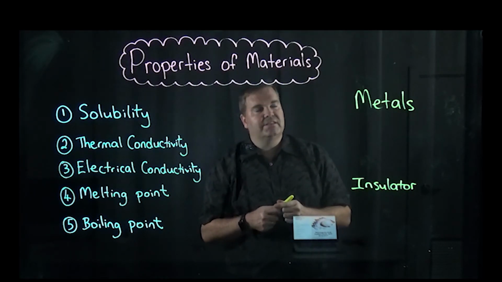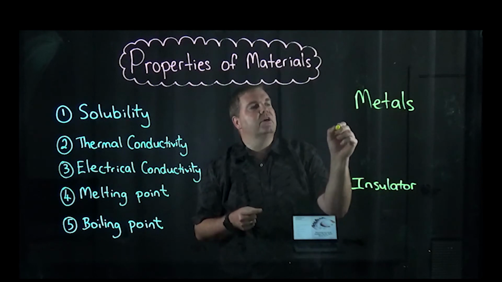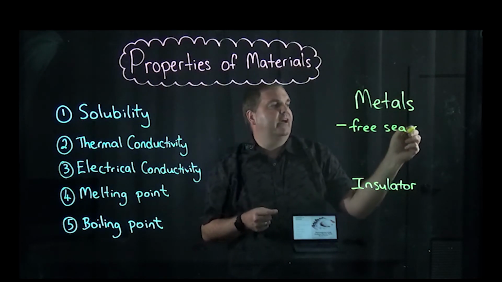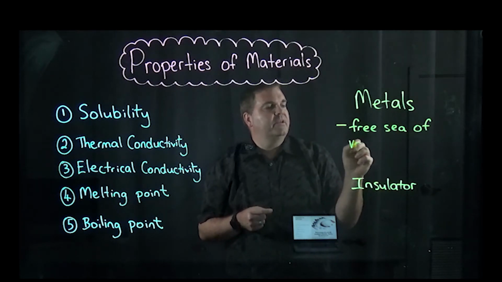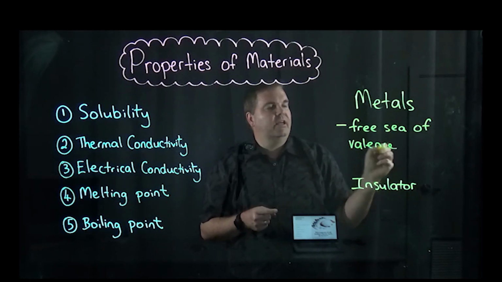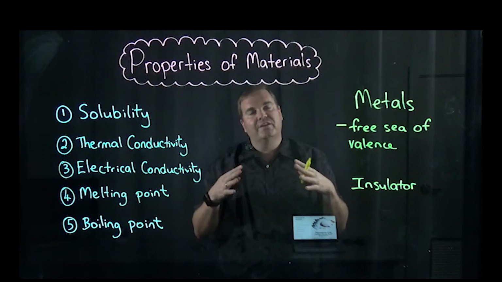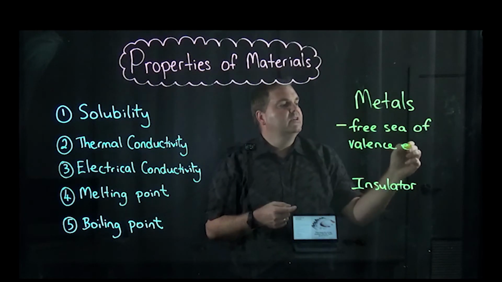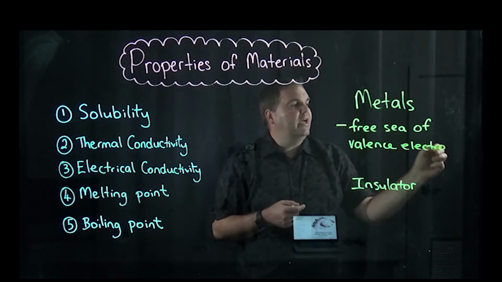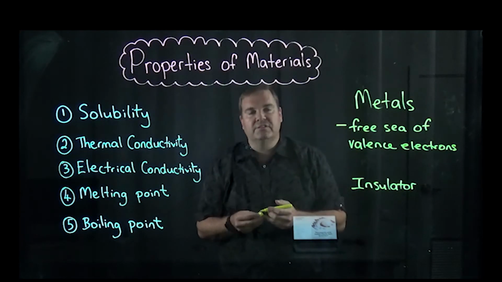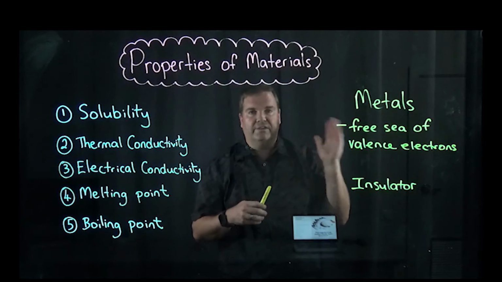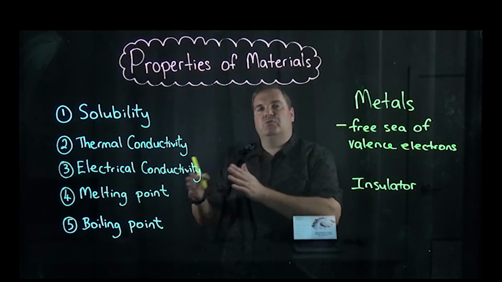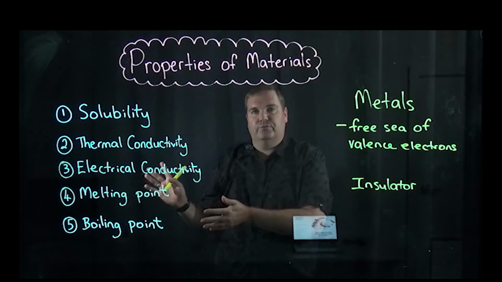Now metals in this case are really good electrical conductors because they have what's called a free sea of valence electrons. So what that means is the electrons inside a metal, when you're looking at the structure of metal, are not found within the bonds. They're actually free and mobile. They can move around. So what that means is that when you supply electric current at one end, and electric current is simply a flow of electrons, the electrons inside the metal can transfer that charge all the way through to the other end because the electrons are free to move.